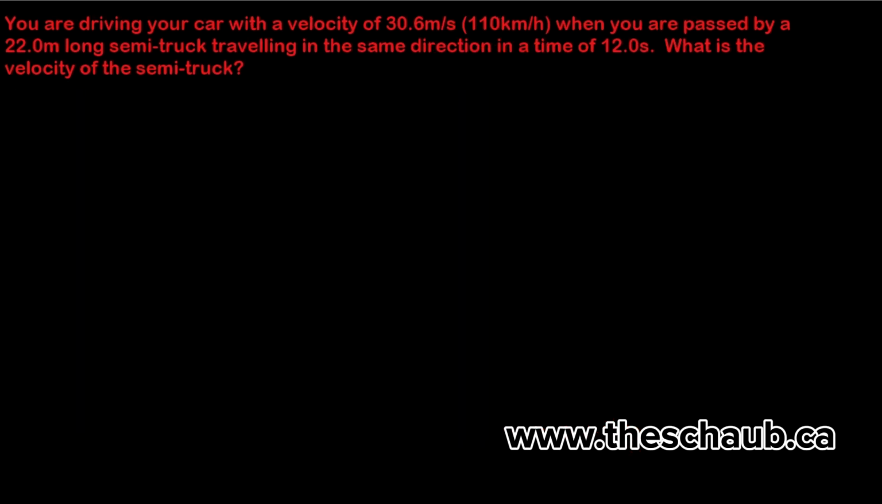In the first scenario, a semi-truck passes you while you're traveling in the same direction. In the second scenario, a semi-truck passes you while you and the semi-truck are traveling in opposite directions.